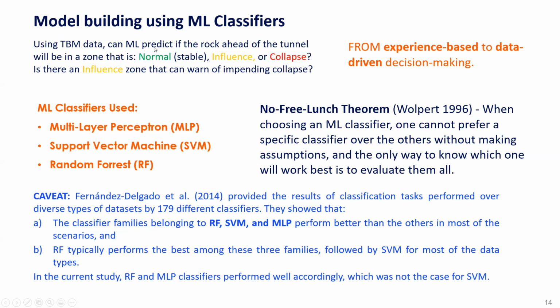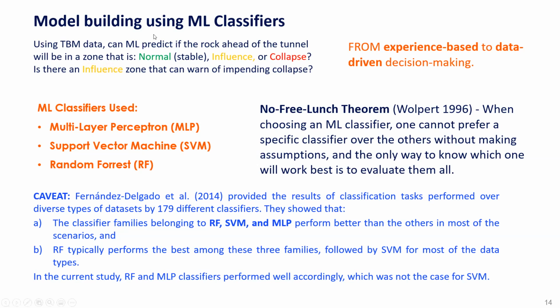We want to develop a machine learning algorithm that can predict if the upcoming zone ahead of the tunnel will be normal, there is no collapse, or it will be collapsed as defined a while ago, or somewhere in between. Can there be a zone of influence that will warn of an upcoming and impending collapse? And that is the influence zone.